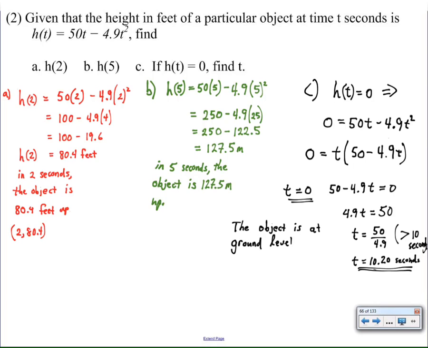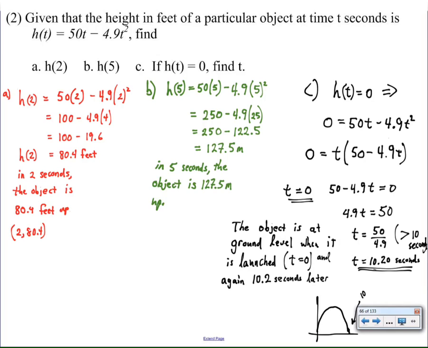So the object is at ground level, translating into English now, when it's launched, and again 10.2 seconds later when it lands. So this would represent the kind of parabola that this function is shooting for, and 10.2 seconds in. Not that this is a good graph, but I already used words here, so I'm just illustrating what I'm trying to accomplish with my paragraph.